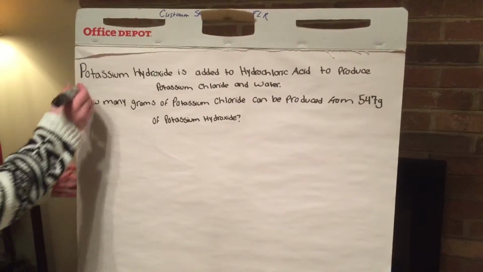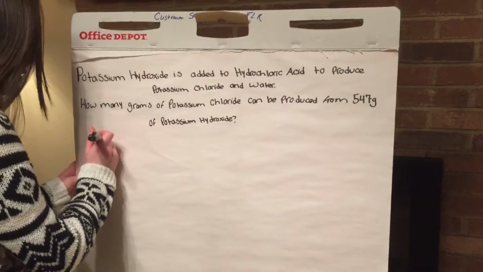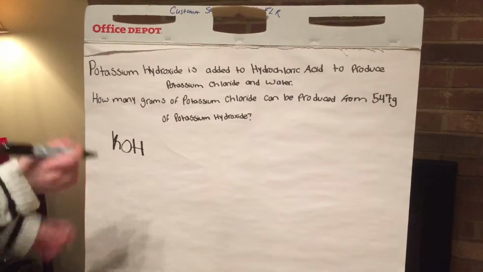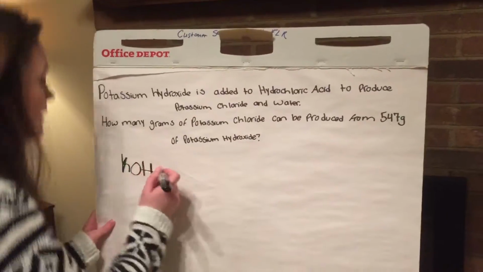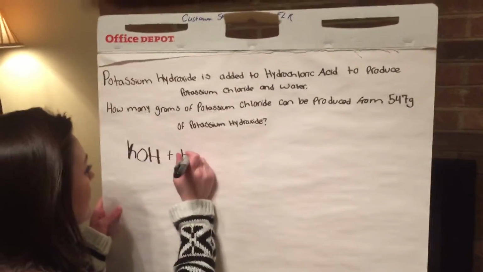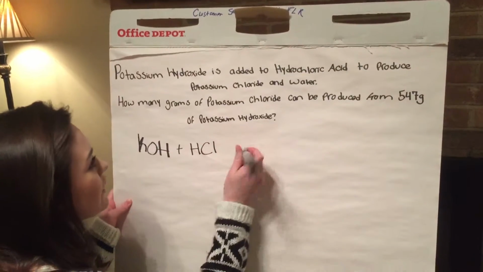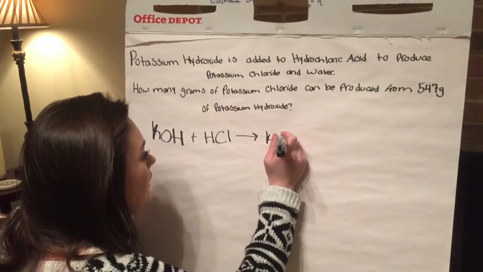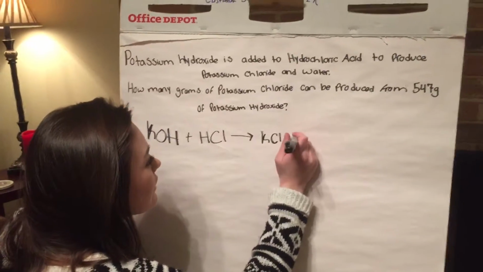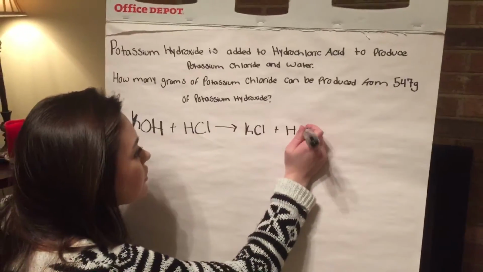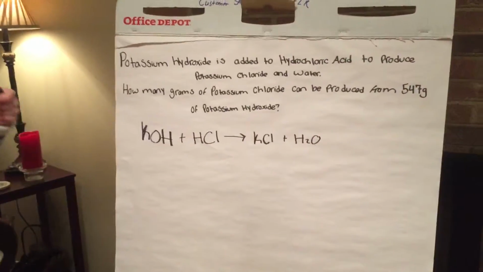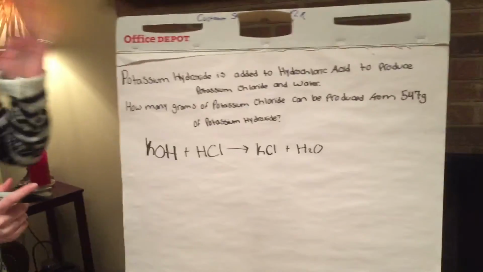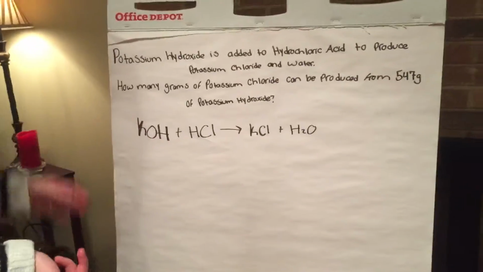So we know we have potassium hydroxide, which is KOH, and then we have hydrochloric acid, which is HCl, to produce potassium chloride, KCl, and water, which is H2O. So that's our skeleton equation. But we have to make sure our equation is balanced before we can go into figuring out how many grams of potassium hydroxide we have.